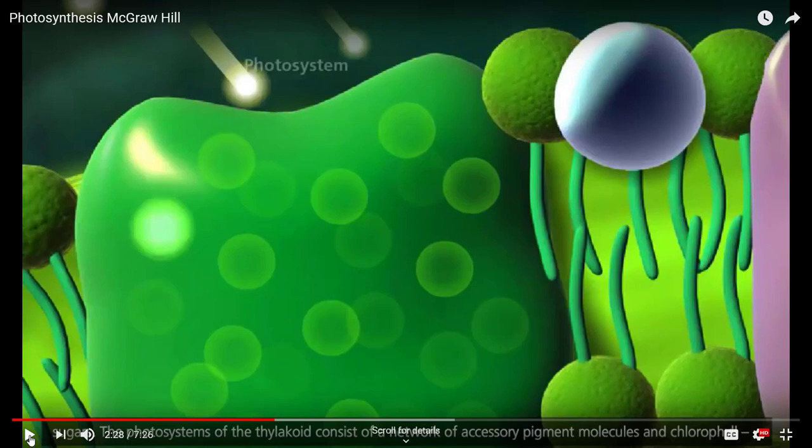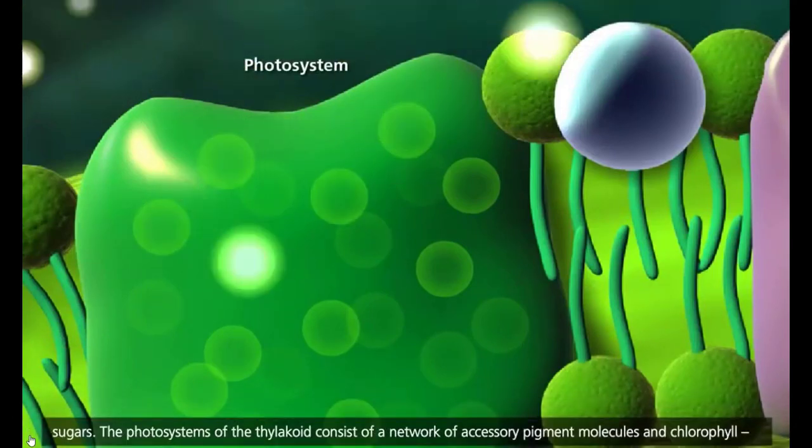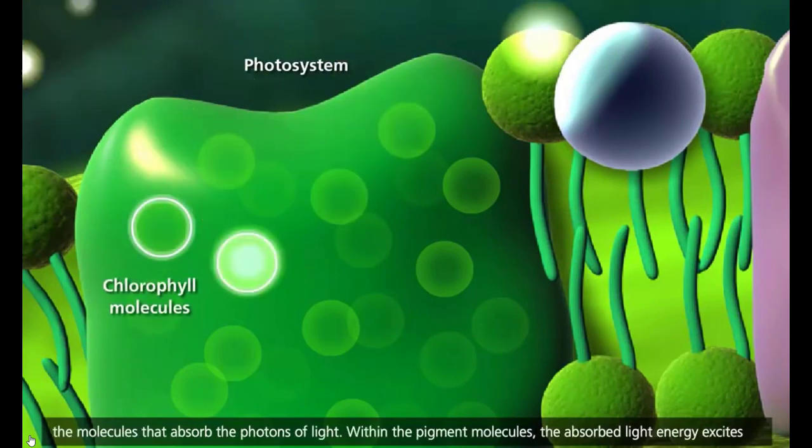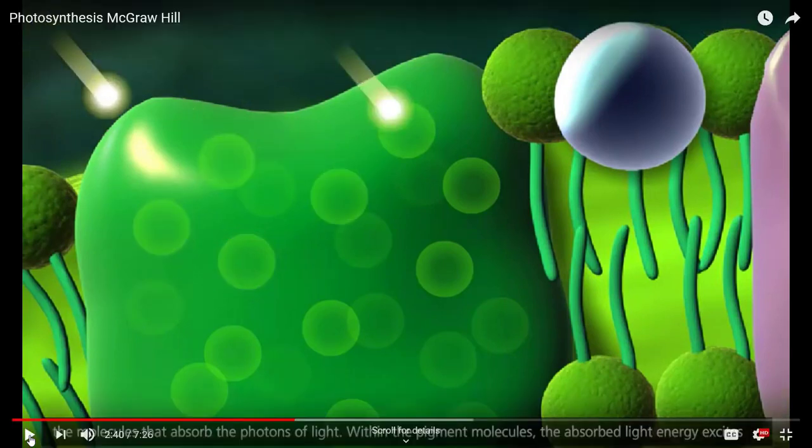The photosystems of the thylakoid consist of a network of accessory pigment molecules and chlorophyll, the molecules that absorb the photons of light. So molecules that absorb photons of light are molecules of, did you catch that? Let's watch it again.